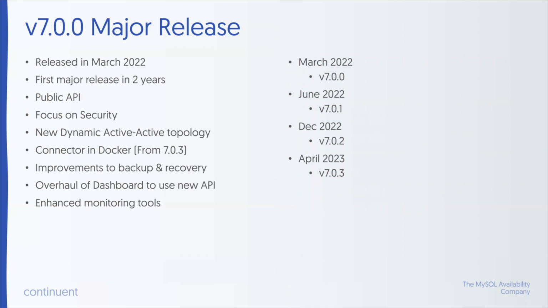We now enable you to install the connector in Docker from 7.0.3 onwards. Further improvements to backup and recovery, overhaul of the dashboard, and some enhancements and changes and fixes to a lot of the monitoring tools. As you can see, we've only had 4 releases of 7.0 in total. So 7.0.0 in March 2022, and April 2023 saw the release of 7.0.3.